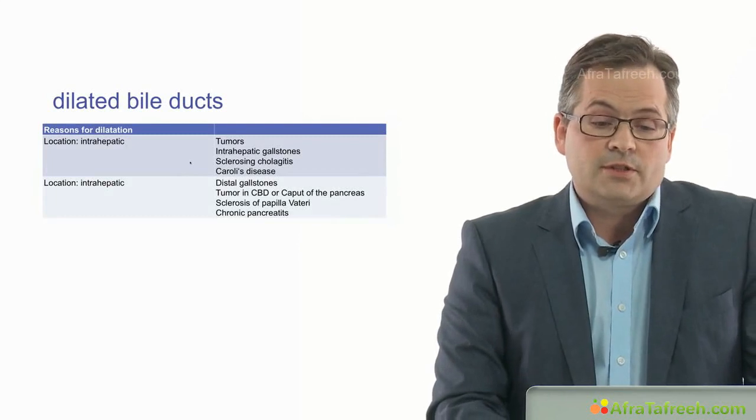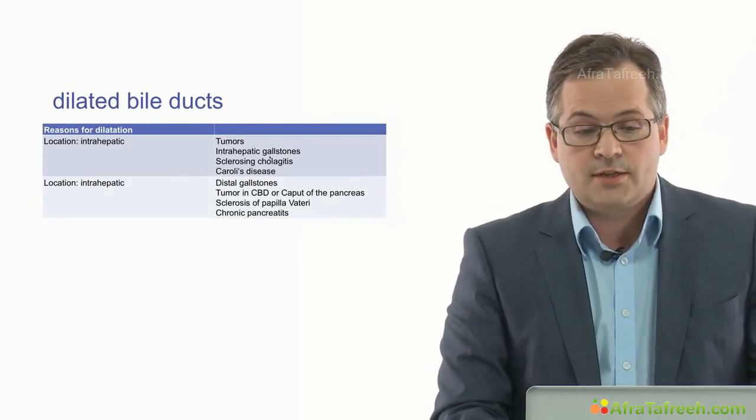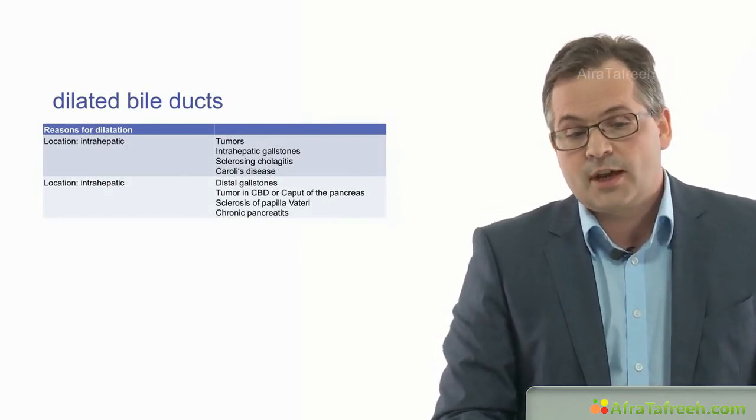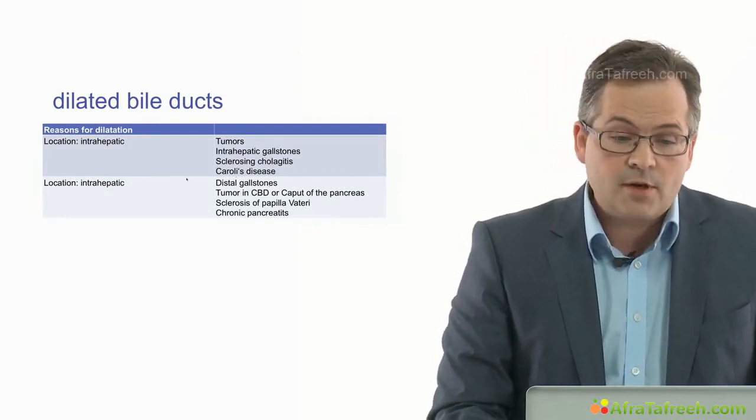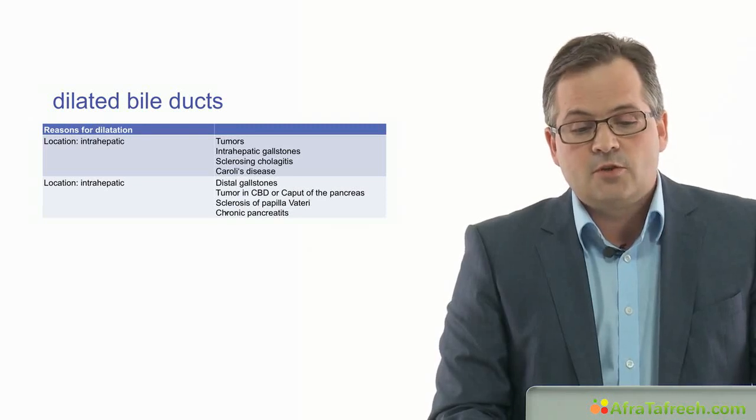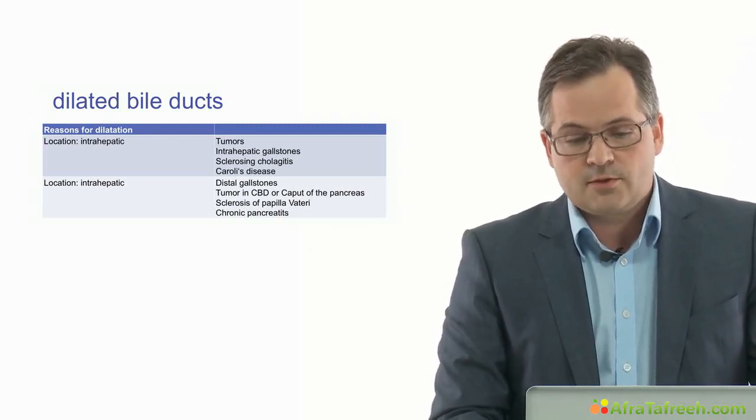So, what are the reasons? I already told you. Tumors in the bile duct, sclerosing cholangitis, maybe also Caroli disease when the location is intrahepatic and extrahepatic. Also chronic pancreatitis is one of the reasons for dilated bile ducts.